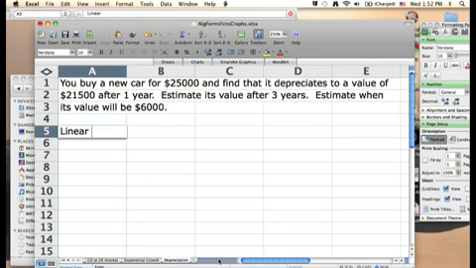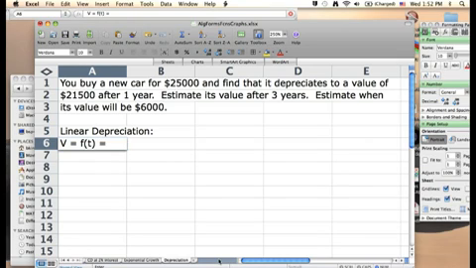In the previous video, we created what I call the linear depreciation model that gave us the value, which I'll call V, as a function of time, t: V equals f of t, and the slope of this was negative 3,500. That gets multiplied by t, and then the vertical intercept, the V-intercept, is the initial amount, 25,000. That's a linear depreciation model, and we use that to answer the questions.